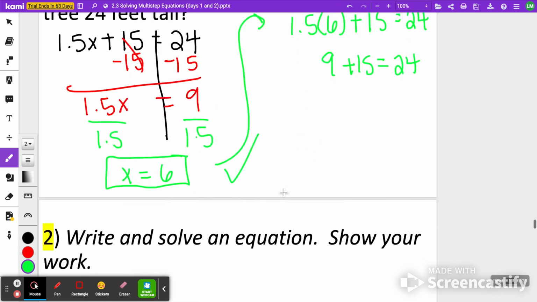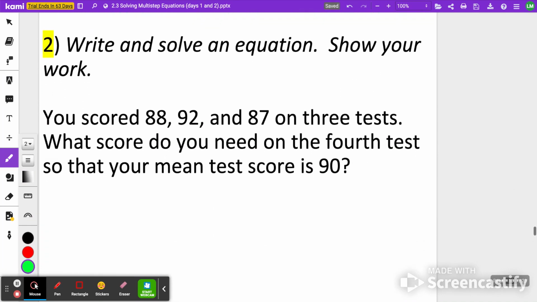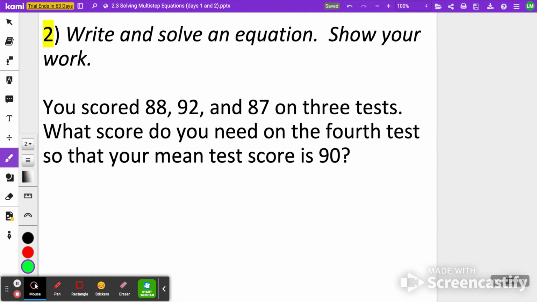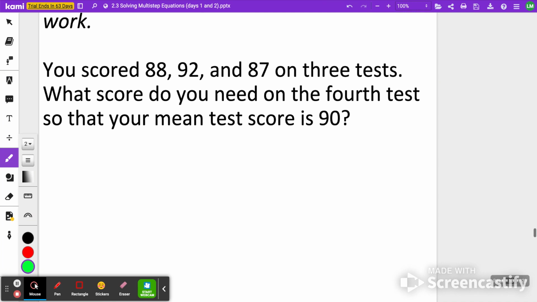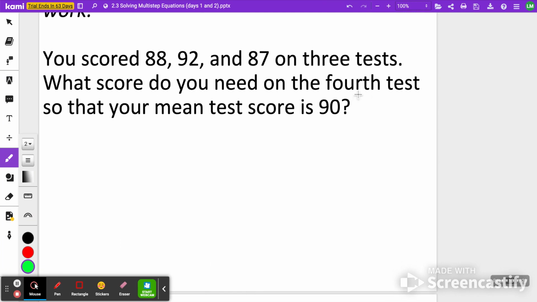This next one is kind of tricky because you have to understand what mean or average is. It says you scored an 88, a 92, and 87 on 3 tests. What score do you need on the 4th test so that your mean test score is 90?